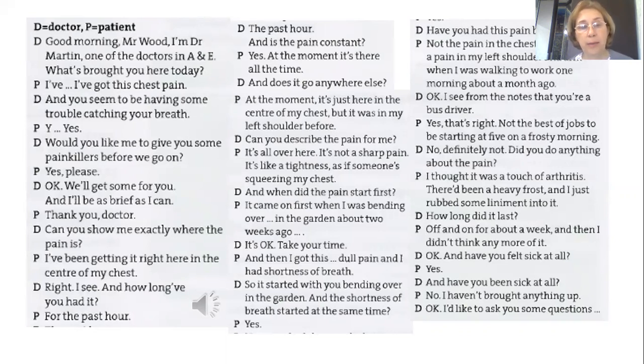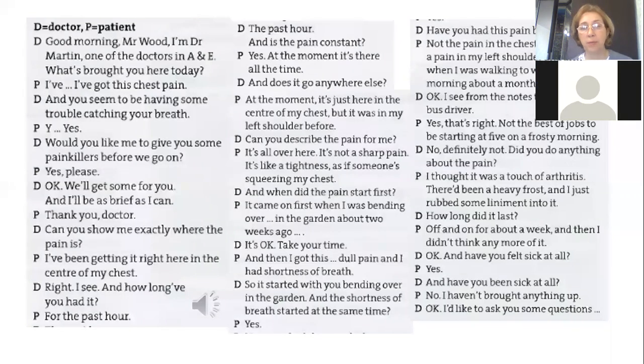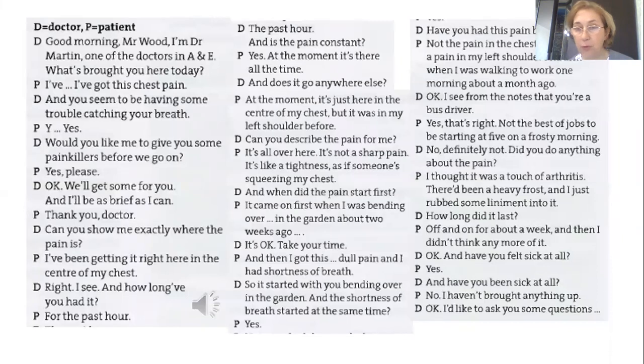Now, we can see the script and just follow the listening with the script. So have we learned more about the conversation? Did the script help? What do you think of it?